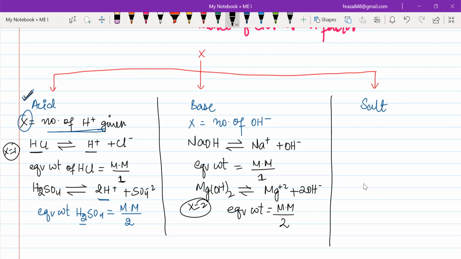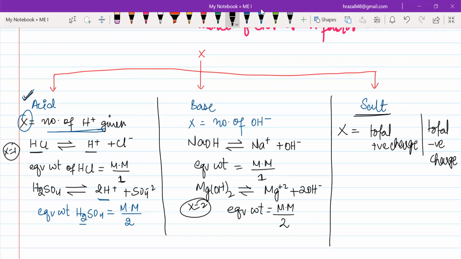Now you are going to calculate the value of X for salt. X will be equal to either the total positive charge or the total negative charge. You just need to deal with the magnitude, not the sign. Like if you are given a salt, NaCl, you dissociate it and you will see Na plus and Cl minus. Since it is a salt, the overall charge will be 0.